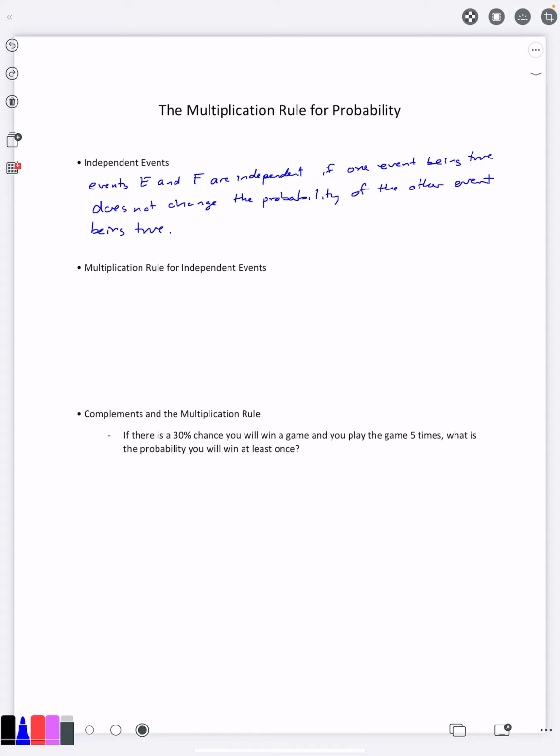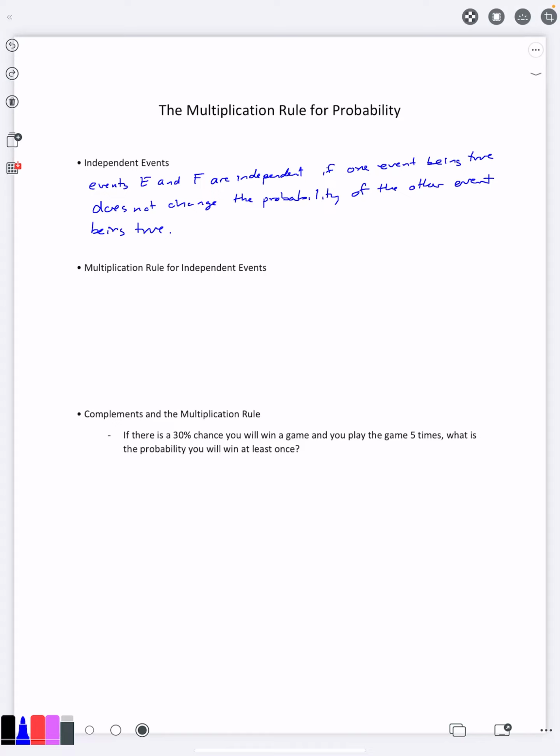Now, let me give an example of things that are not independent. If I flip a coin and E is the event that my first flip is a heads, and F is the event where my first flip is a tails. So in this case, E is your first flip is a head, F is your first flip is a tail. Well, since it's the first flip, if I know I got a heads, then the probability of getting a tails goes to 0%. It couldn't have happened. So in that case, those events are not independent because if one of them is true, the other one automatically has a 0% chance of happening.